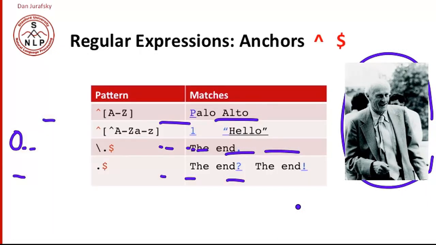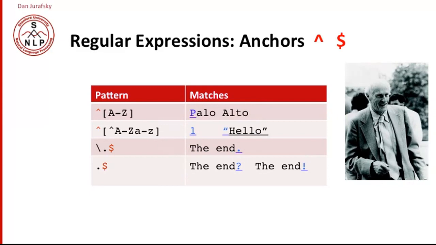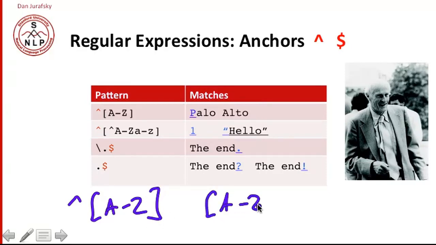And finally, two special characters. The caret matches the beginning of the line. So caret, capital A through Z, matches a capital letter at the beginning of the line. The dollar sign matches the end of a line. So A through Z dollar matches a capital letter at the end of the line.